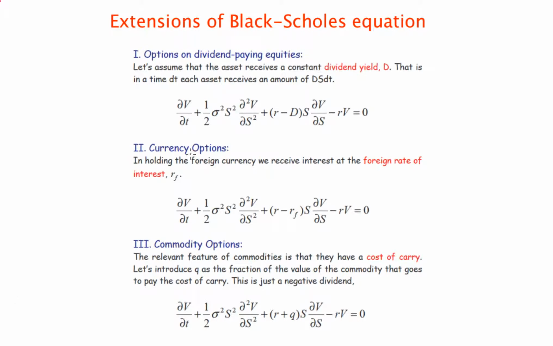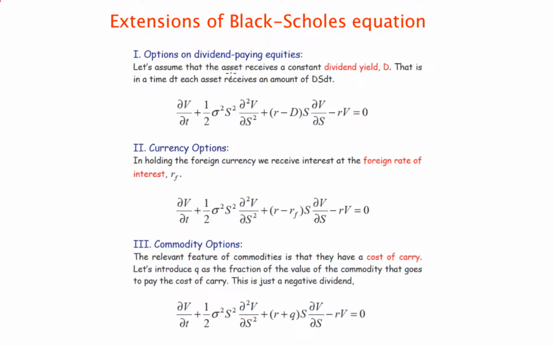We have considered the basic Black-Scholes equation, but this one can be extended in order to include different features in the problem. And here we're going to present possible different extensions of the Black-Scholes equation. Okay, the first one here is the options on dividend paying equities.